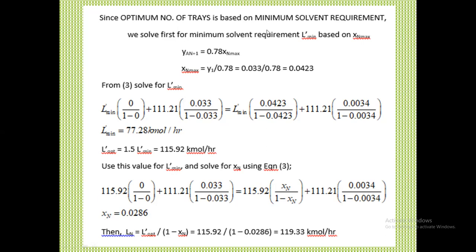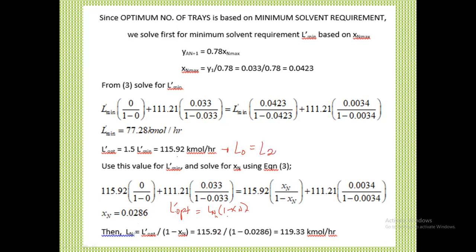Now, this particular formula came from this one. Your L prime optimum is equal to L sub n times 1 minus X sub n. Using the X sub n that you have computed, you will determine again the L sub n. So the L prime optimum value of 115.92 was divided by 1 minus 0.0286, the new amount for X sub n, and its value now is 119.33 for L sub n. And this one, the 1.5, is your L sub 0, equivalent to L sub 2.